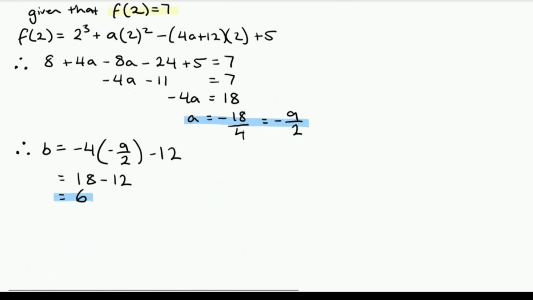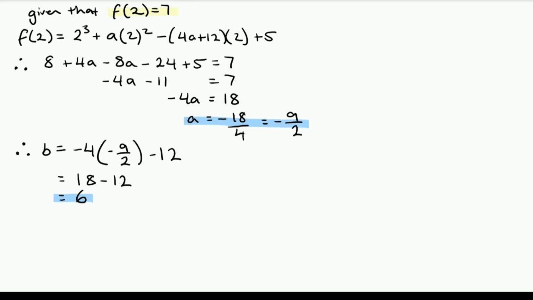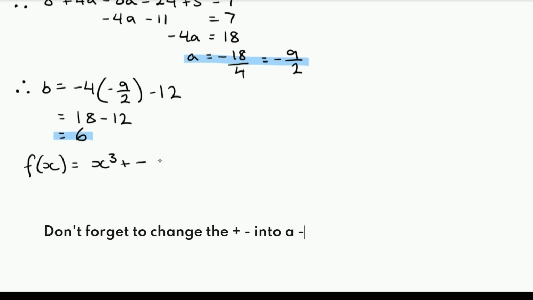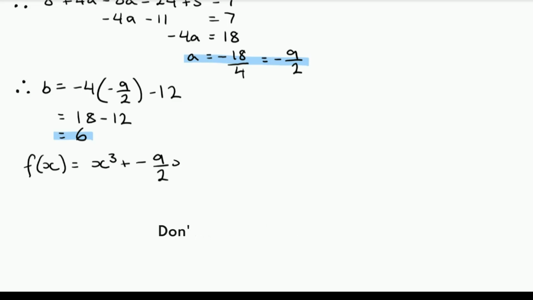To complete our question, this tells us that my f of x is equal to, a was minus 9, oops, sorry, no it's not, it starts with an x cubed. So x cubed plus minus 9 on 2 x squared plus 6x plus 5. So there we go, there is my final answer.